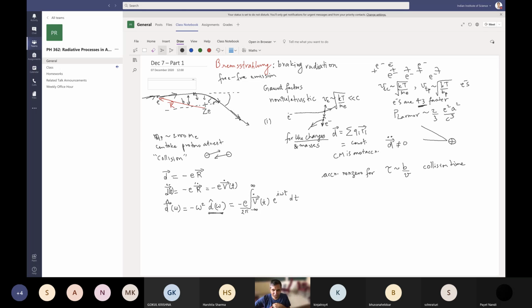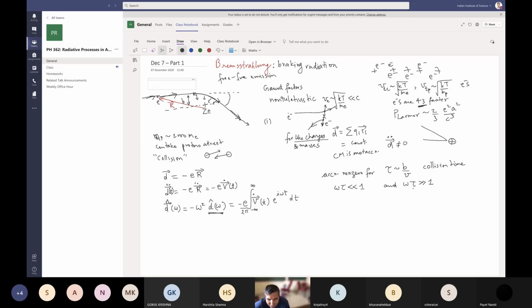Okay, so we can actually consider two regimes in this frequency. When we integrate this, this will be a function of frequency. What are the two regimes? Omega tau much less than 1 and omega tau much greater than 1. So this is the low frequency regime, and this is the high frequency regime.